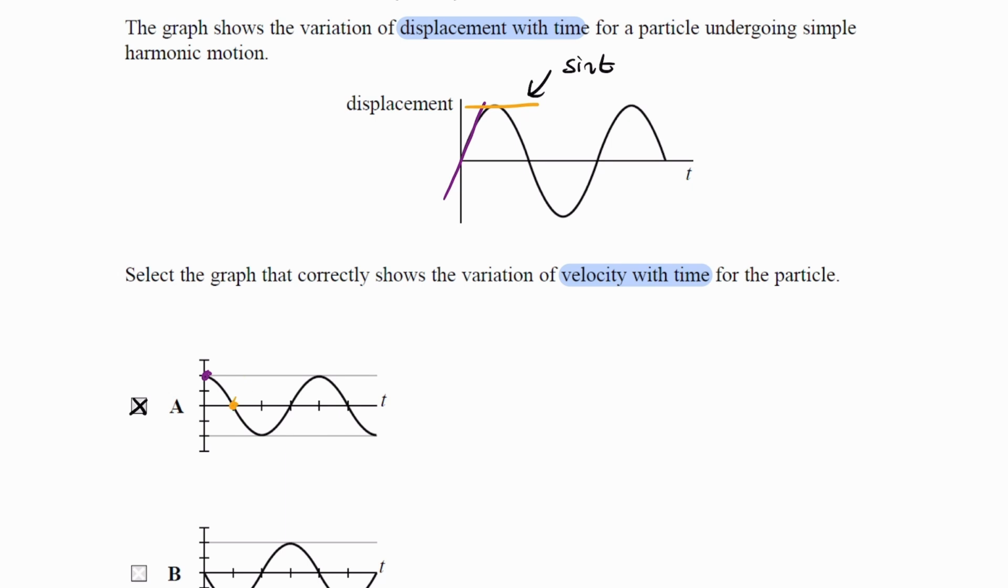One more point over here, the gradient is a max negative value, and therefore the y-coordinate for the velocity time graph should be a max negative value. So that agrees with option A. That is our final answer.